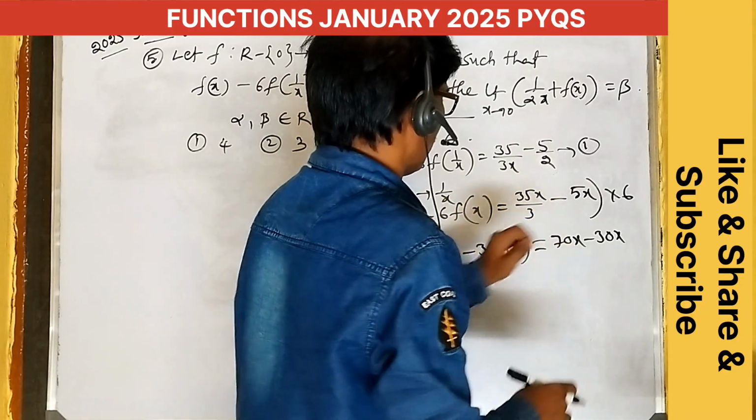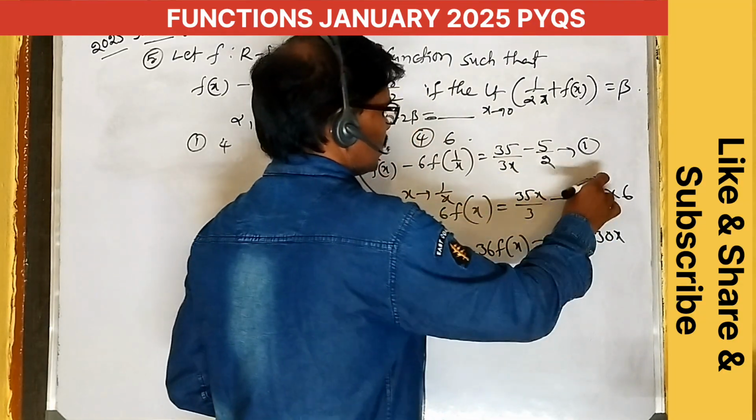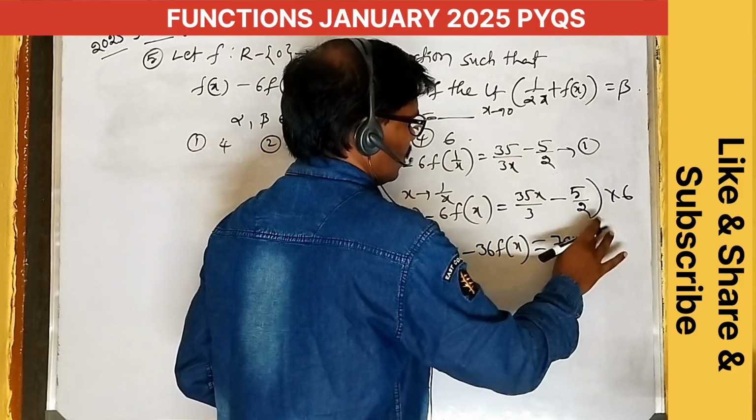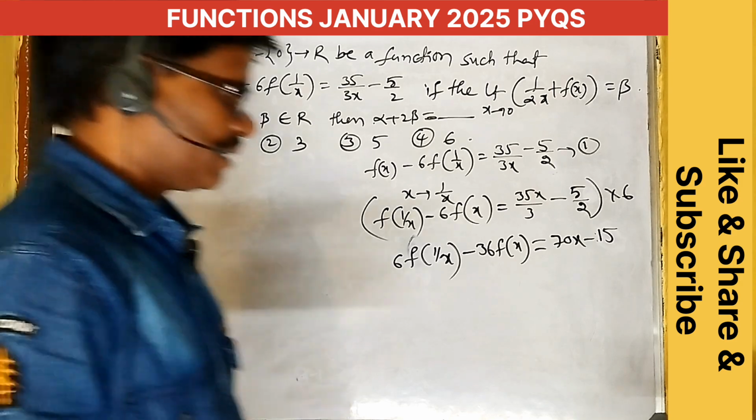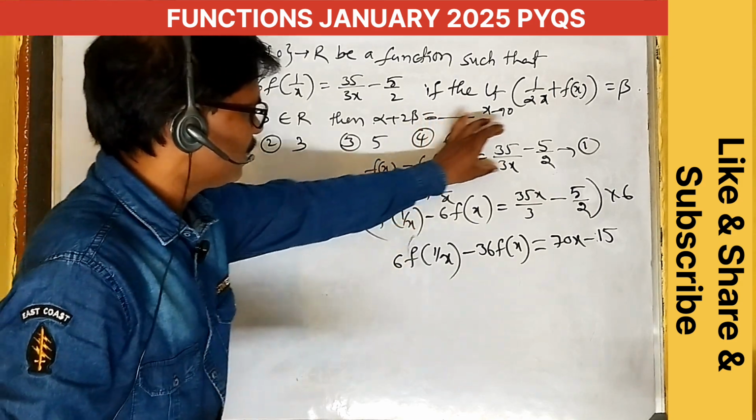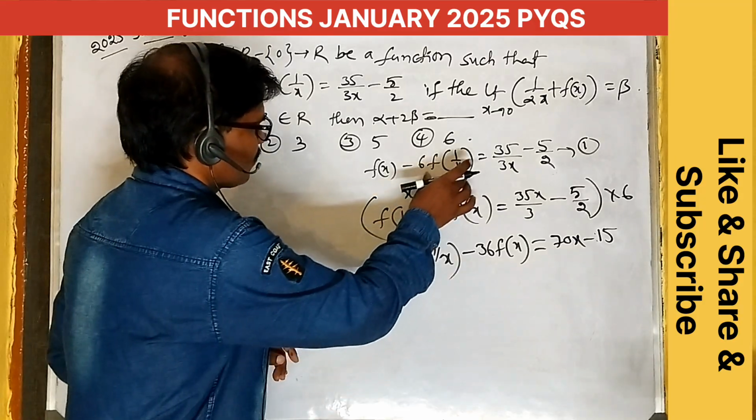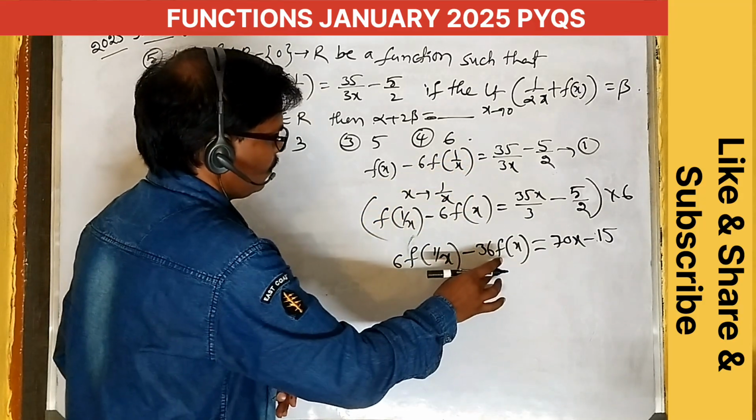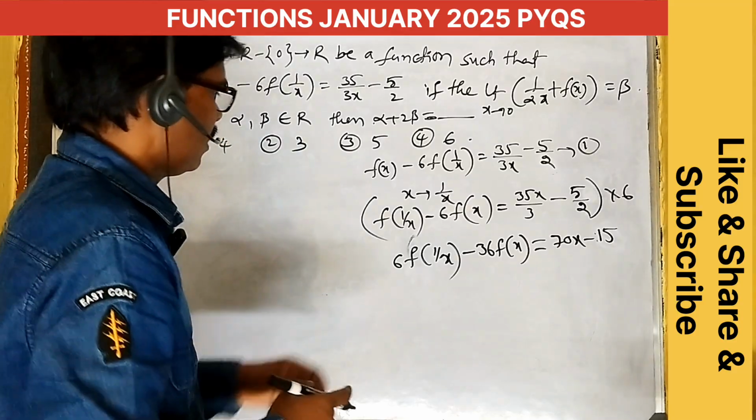This is 5 by 2 only, not x. 5 by 2 multiplied with 6 means 3, this is 15. Only 15. 5 3s are 15. Okay, 70 minus 50, take this side only. Both are addition, so write this one: 30, 6 6s are 36. This is the 6.